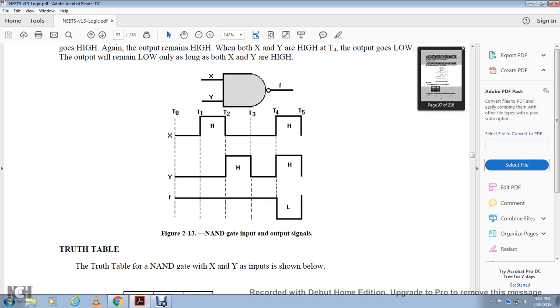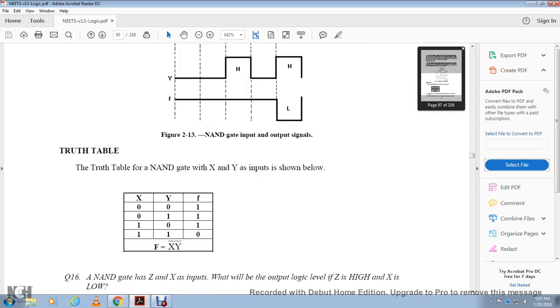Figure 213 shows the NAND gate input and output signals, X and Y and the output. It shows X and Y with the gate and the inverter. A regular gate and an inverter. The truth table for the NAND gate with X and Y inputs is shown below. All right, F is equal to the complement of X and Y.